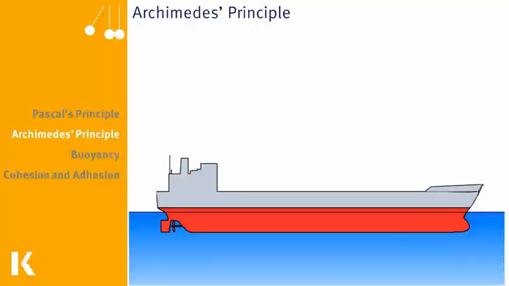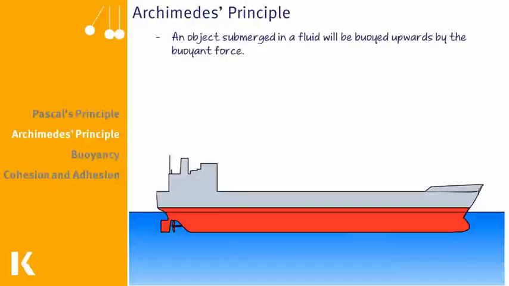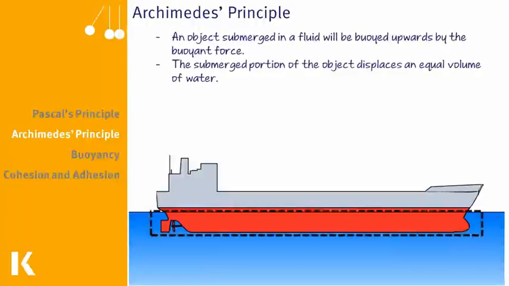We'll skip the old story about the crown and the bathtub and look instead at something a little more practical these days, this large ship. The reason it is not sinking is because it is being buoyed up by the buoyant force. What Archimedes observed was that the volume of fluid displaced by an object, in this case the ship, is equal to the volume of the ship that is submerged.